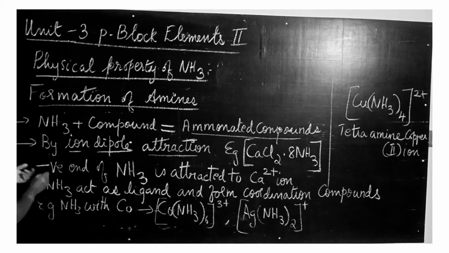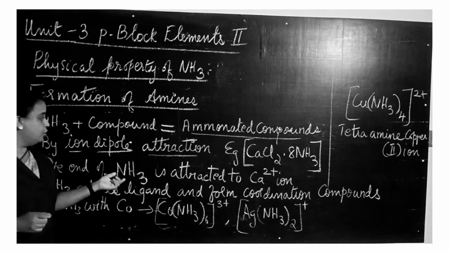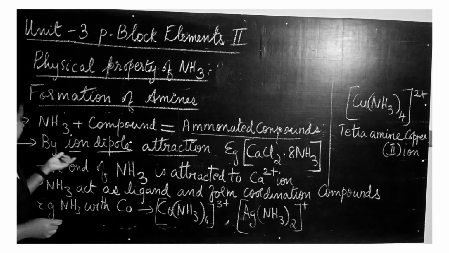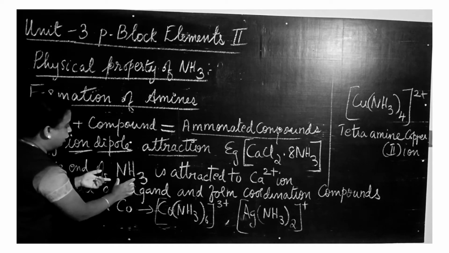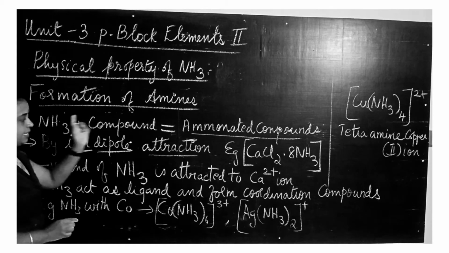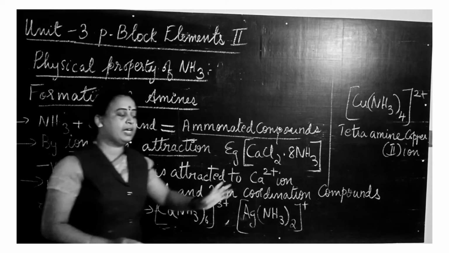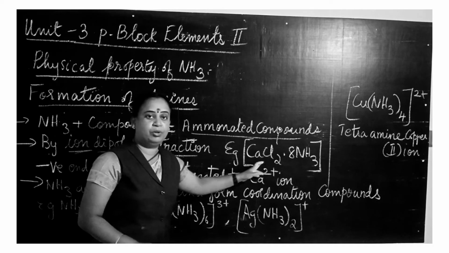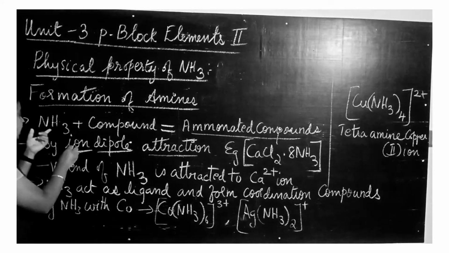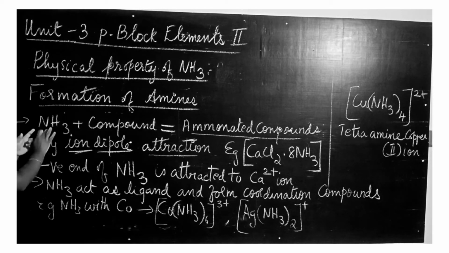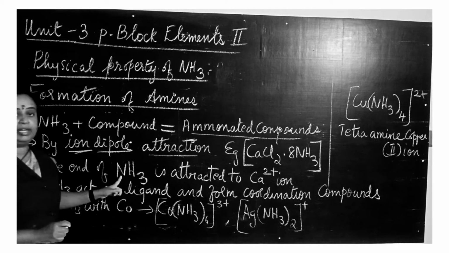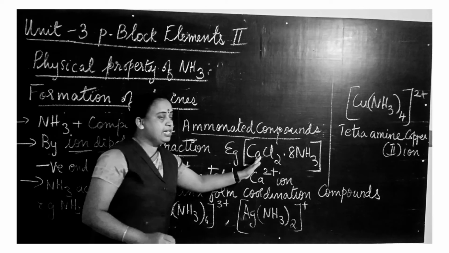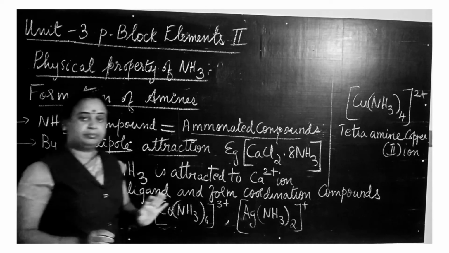So in ammonia, the negative end of this ammonia is getting attracted to the Ca2+ ion of calcium chloride. Yes, the negative end of this ammonia is getting attracted towards the Ca2+ ion of this calcium chloride.